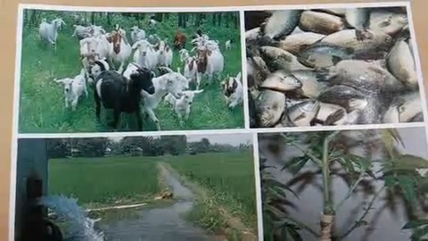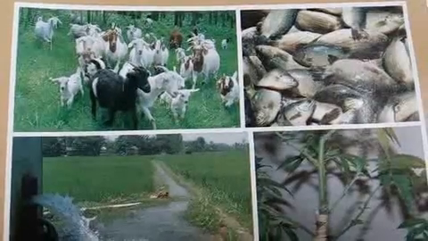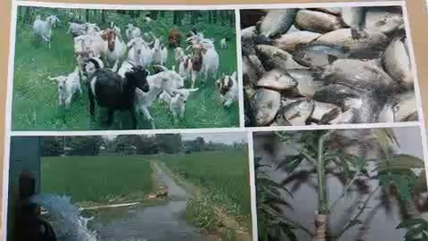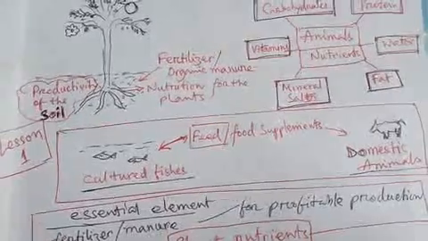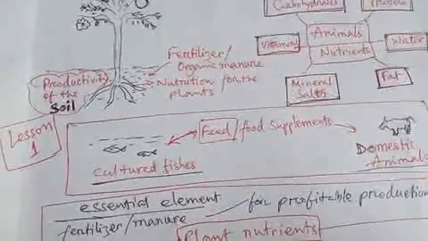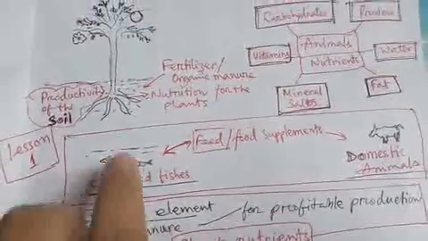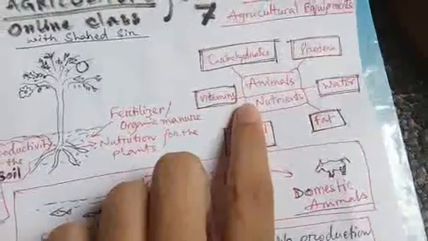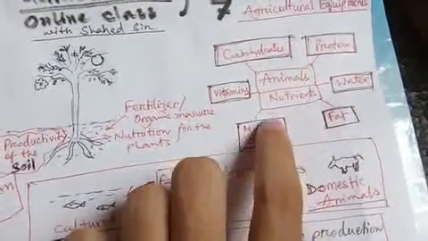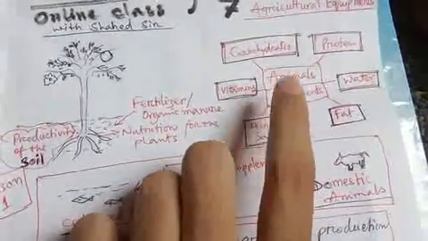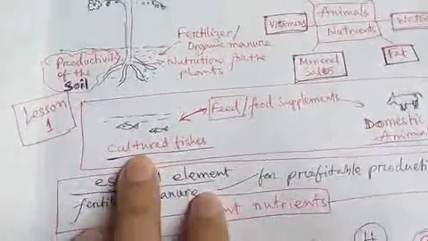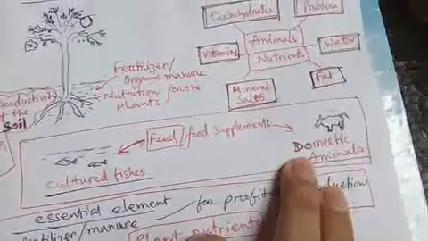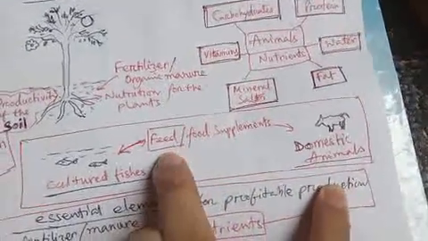Hope you're fine. Today, we have to learn in your agriculture book, chapter 3, Agricultural Equipments. Let's start the chapter. To begin the chapter, we have to know what fertilizer does. Fertilizer supplements the nutrition for the plants, and carbohydrate, protein, fat, vitamin, mineral, salts are the sources of nutrients for animals. But for cultured fishes and domestic animals, food supplements are needed. That is called feed.